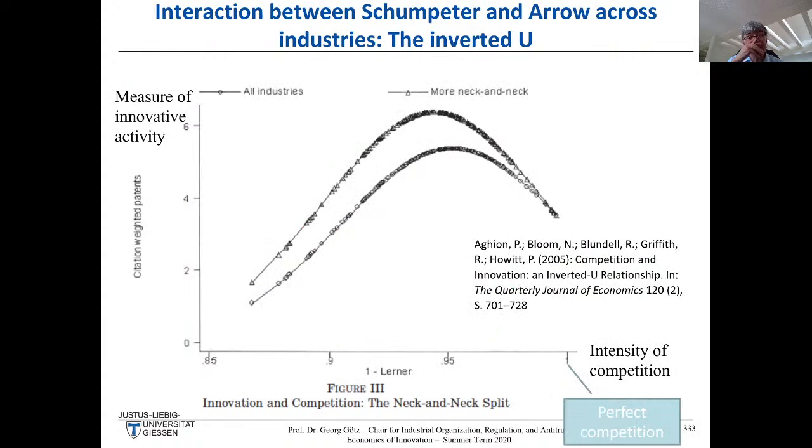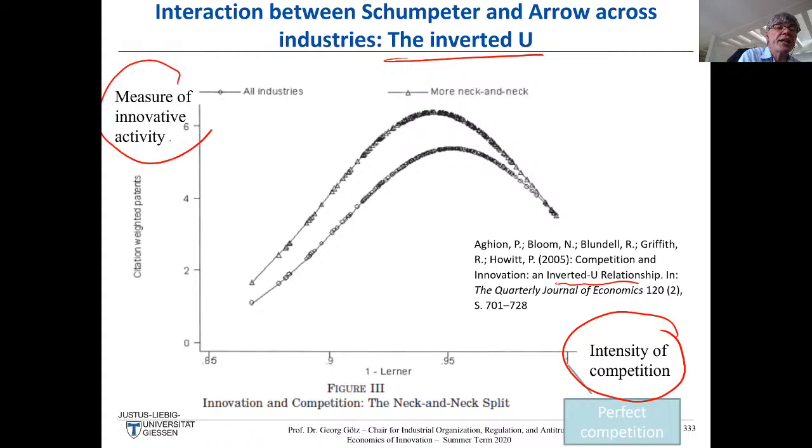Okay, what is very interesting is the discussion about the so-called inverted U. And here there's a rather interesting paper by Philippe Aghion, Nick Bloom, Richard Blundell, Rachel Griffith, and Peter Howitt. It's called Competition and Innovation: An Inverted-U Relationship. What does this mean? Here you put on the x-axis the intensity of competition. On the y-axis, you take some measure of innovative activity. They took the patents.